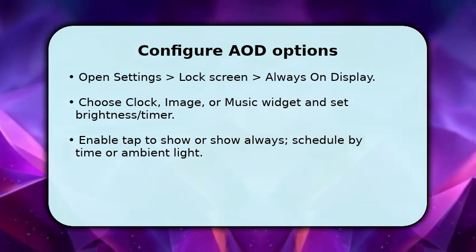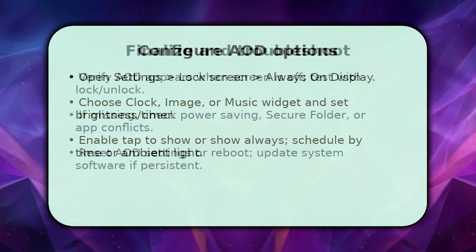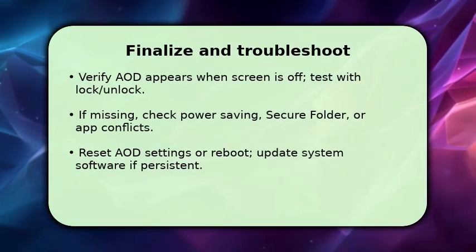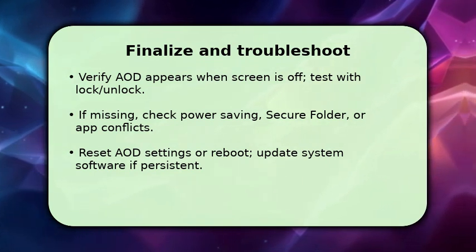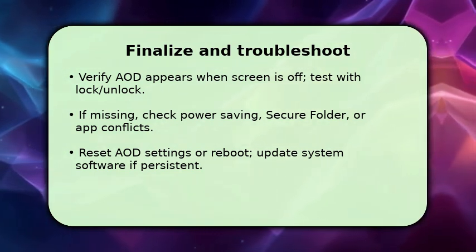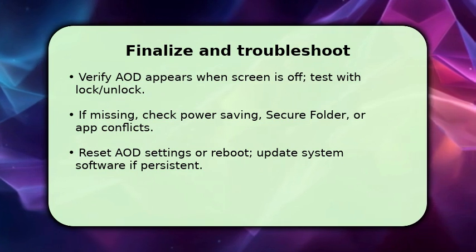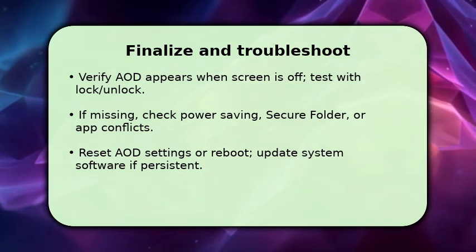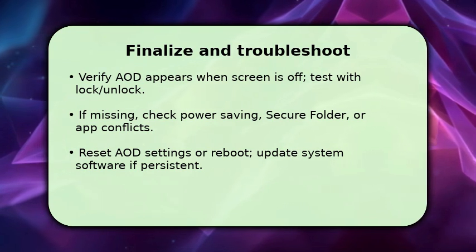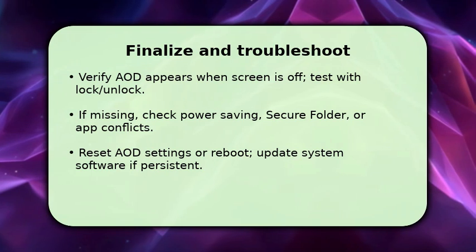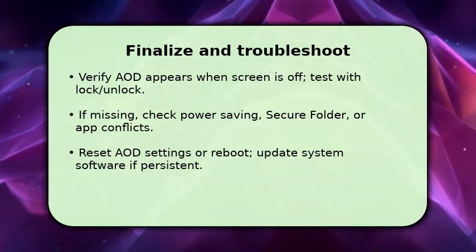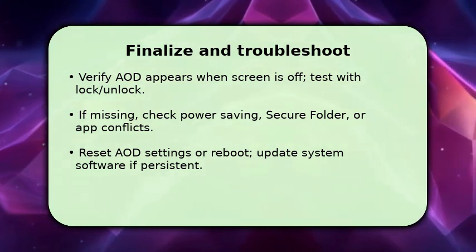You finish by verifying functionality. Turn the screen off and glance to confirm the Always on Display shows your chosen layout. If it doesn't appear, make sure power saving and battery optimization for AOD are disabled, and check that Secure Folder or other apps aren't blocking lock screen widgets. Once done, reboot the phone and, if needed, reset AOD settings or install a system update. A single reboot or disabling battery optimization.